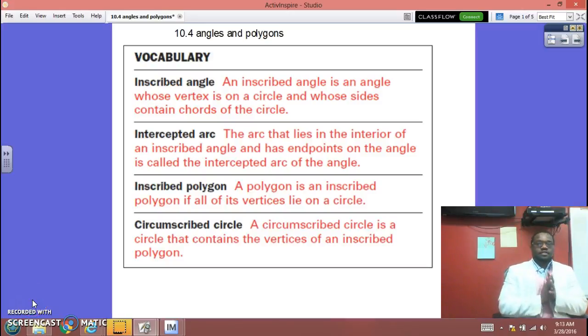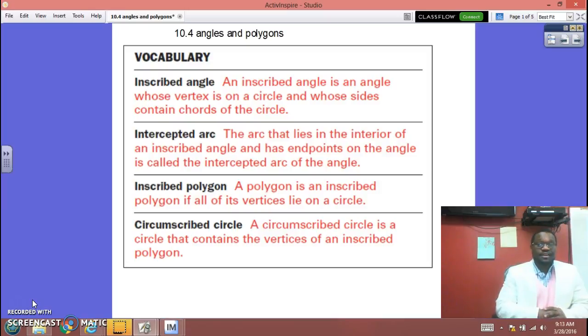All right, ladies and gentlemen, we have more vocabulary. Today we're talking about circles, which includes angles and polygons. And so you want to make sure you pay attention to every little detail here. Make sure you understand the theorems. Let's jump right into it.